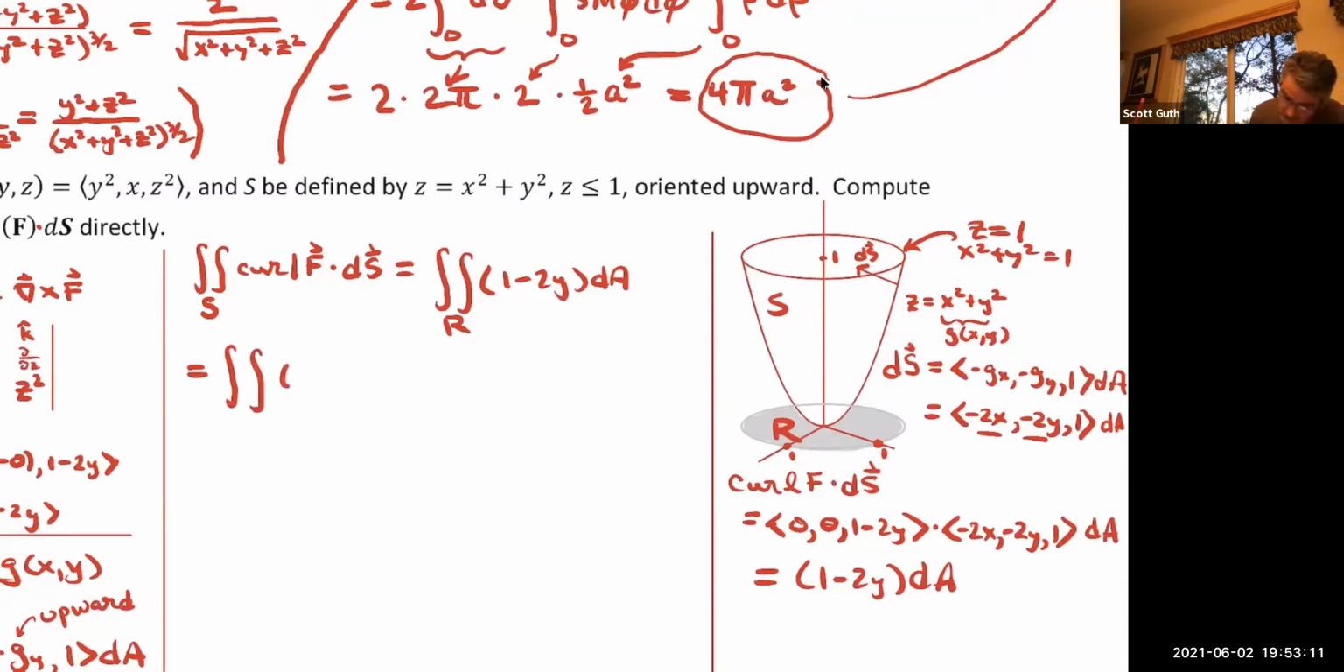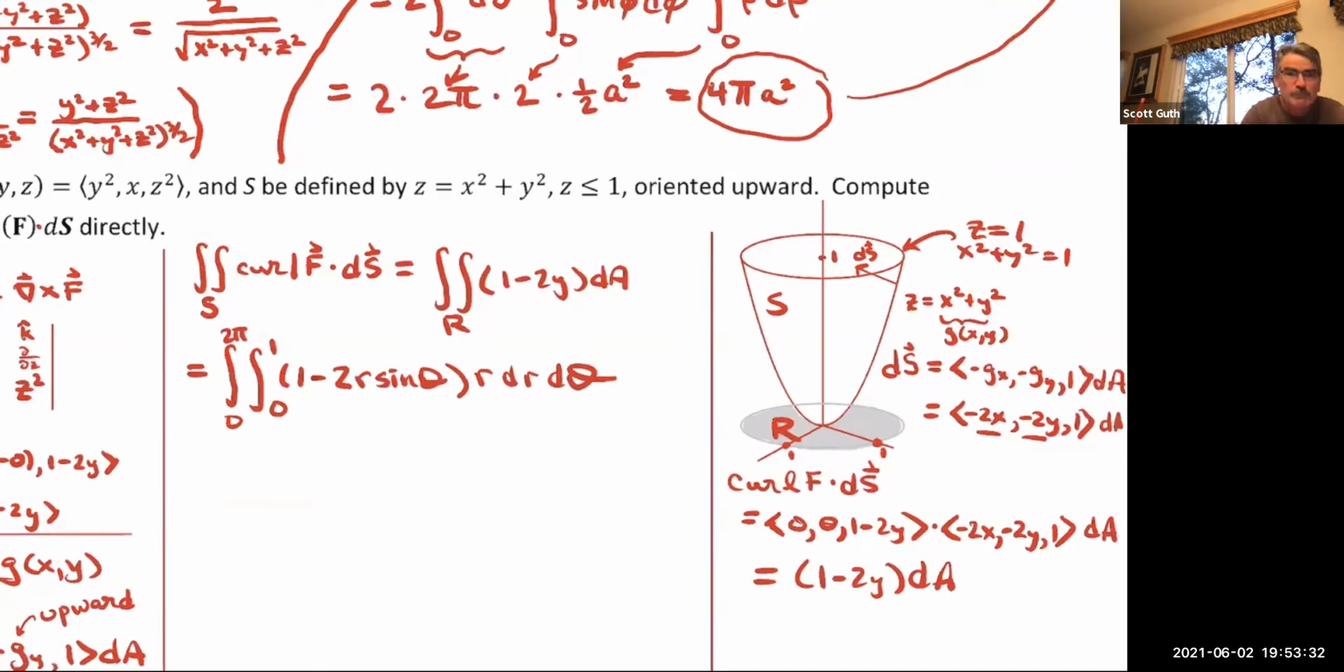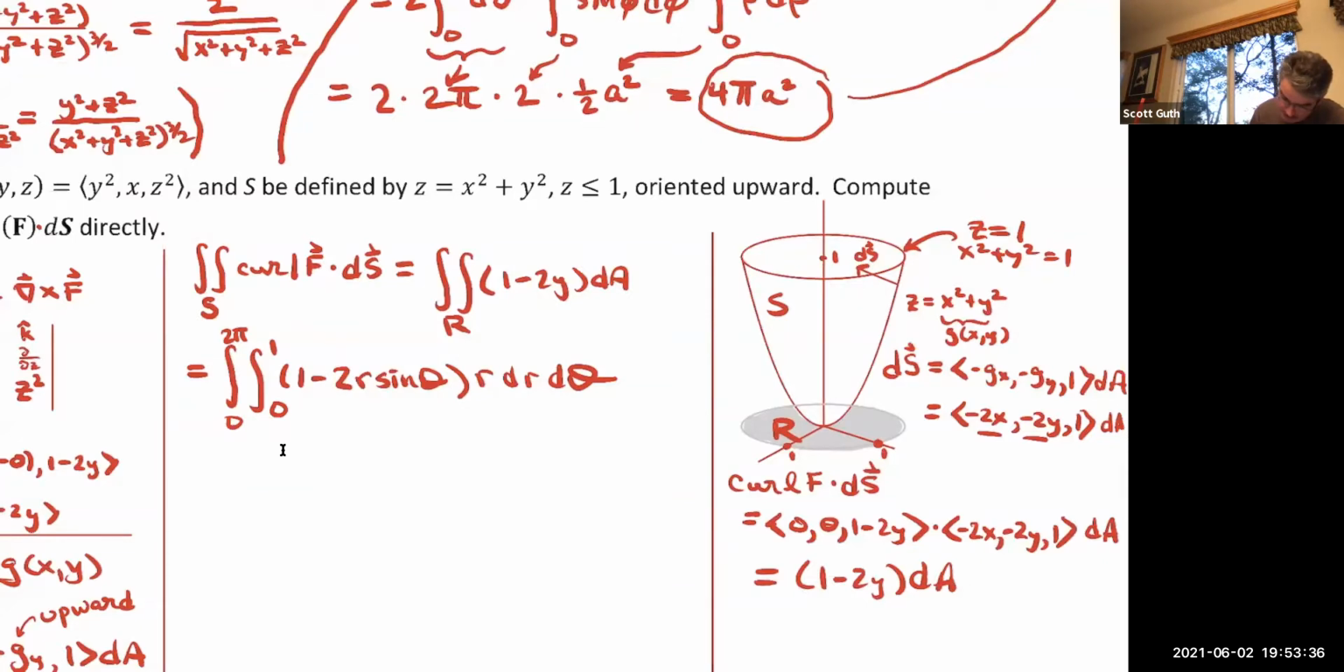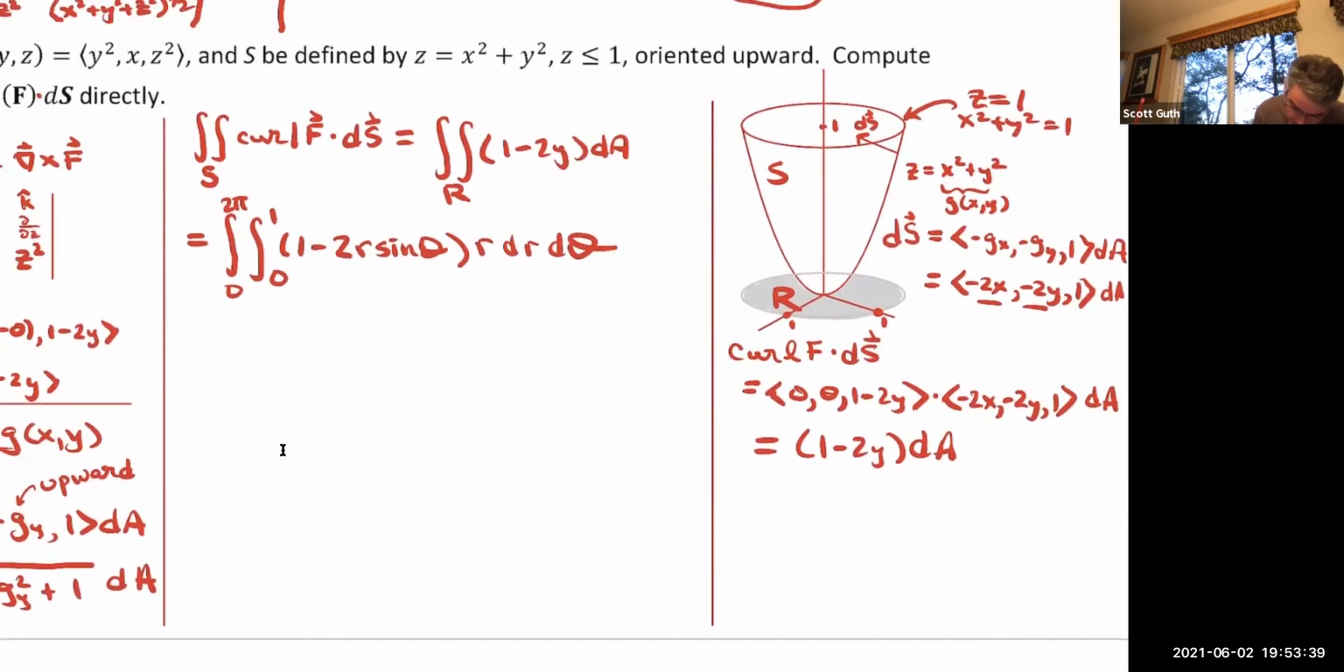So we can go ahead and put it into polar now. So 1 minus 2y will be 1 minus 2, and y is r sine theta. But dA gets another r dr d theta. Okay, r is going to go from 0 to 1, theta from 0 to 2 pi. I'm going to go pretty quickly through the rest of this and try to fit it into the space that I've got.